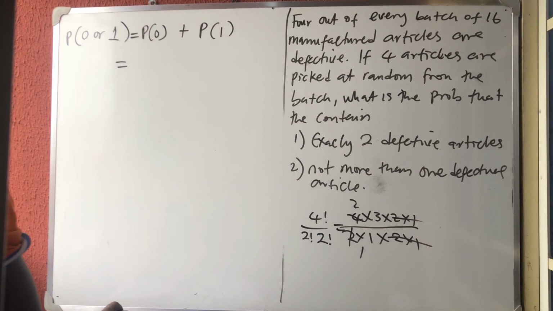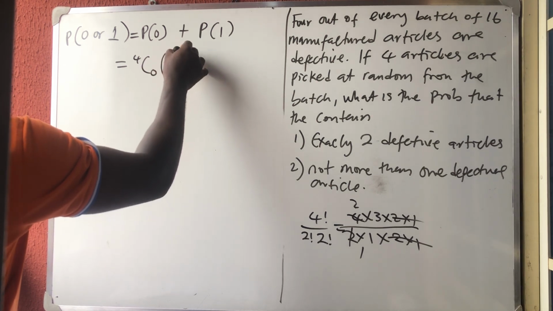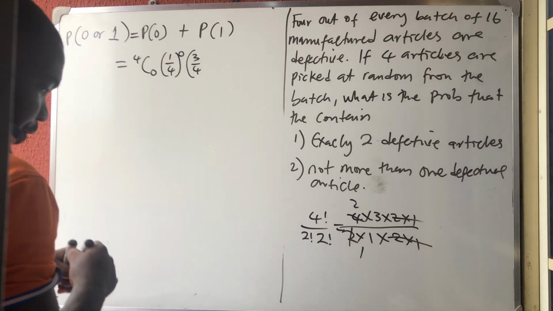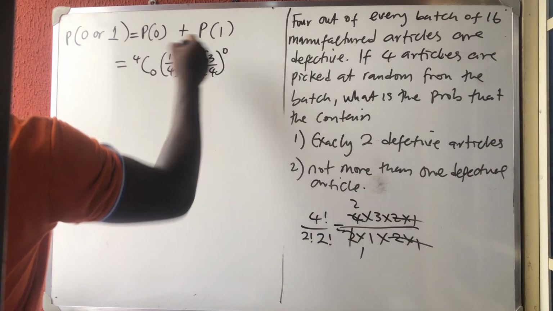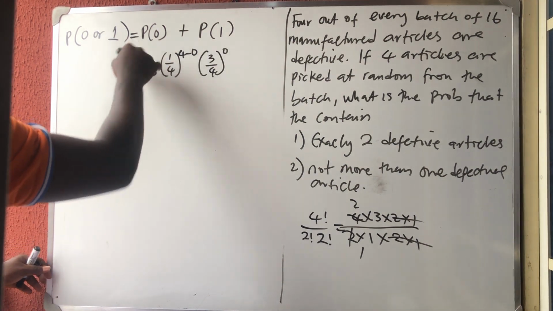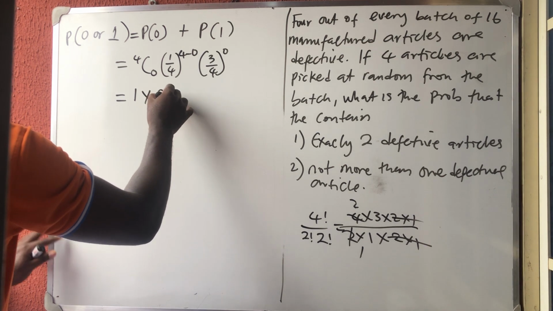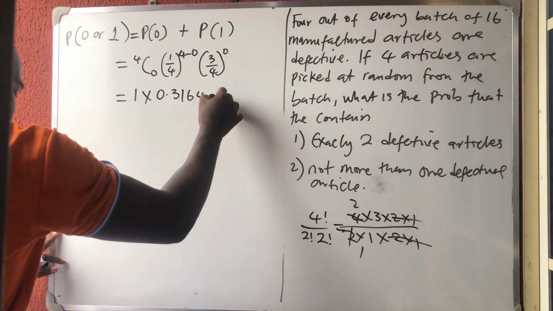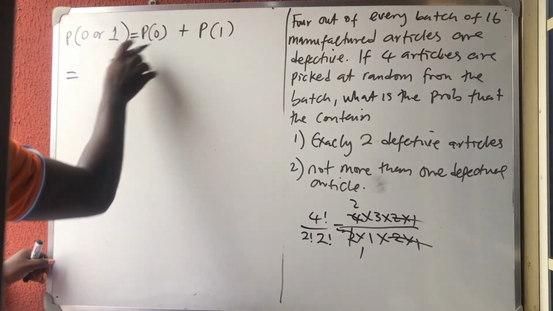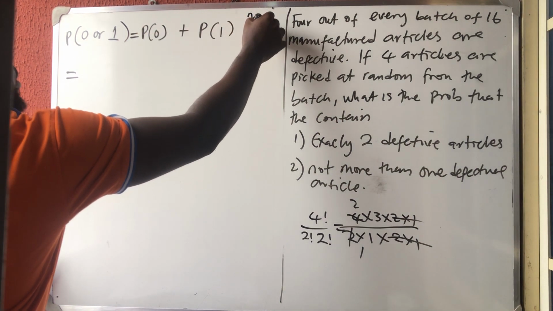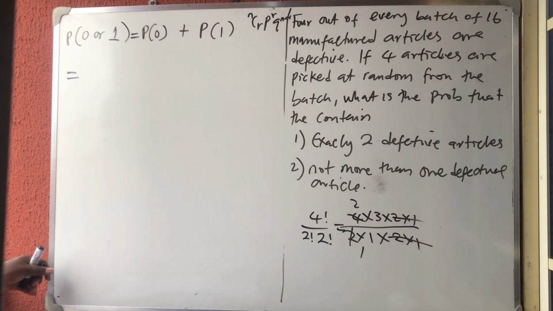Probability of 0, you are supposed to have n is 4. Okay, 4 combination 0, then 1/4 raised to power 0, then 3/4 raised to power 4 minus 0. Don't forget the formula. Everything here will give me 1. Okay, sorry, let me talk about this one. My formula is n combination r, p raised to power r, then q raised to power n minus r. So that is that.